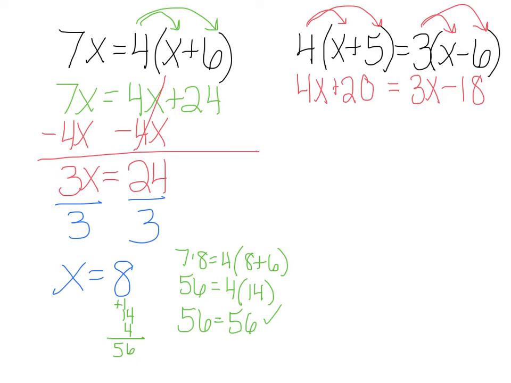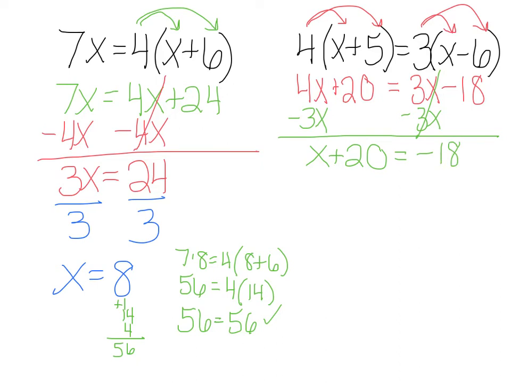So I see that I have this 3x, and I want to bring it to this side. So I'm going to take away my 3x, and what I do on one side, I do on the other. Well, 4x minus 3x is just x, but I still have this positive 20 left over, so I'm going to bring that down, and I know that it's equal to, well, this cancels out, so I know that it's equal to negative 18. Now we just have a one-step equation.